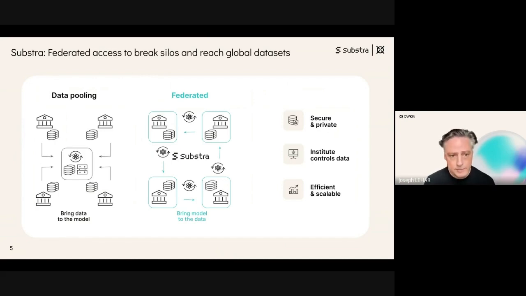First of all, on the left is the traditional approach to bringing together data from different sources, which is data pooling. With data pooling, the basic premise is that you bring the data to the model. If you look at this image on the left, you have a number of different institutes that are generating data. A central aggregator will find a way of bringing copies of the data into a central location, and they'll put it all together and do their analysis of the data in one set. The federated approach goes exactly the opposite direction.